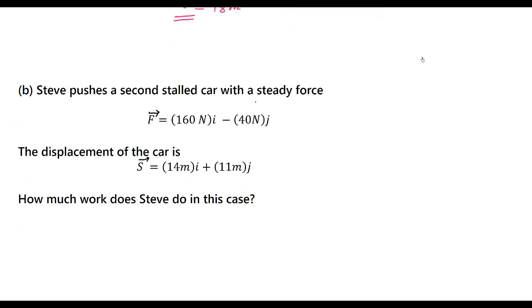Let us say the same problem, but this time force is given something like this. That is, I have divided the force into Cartesian coordinates i and j. So the force has two components. One component is in the i direction, another component is in the j direction. The i component is 160 Newton in this case, and the j component of force is minus 40 Newton. So that is in this direction. If y is positive in this direction, downward direction will be negative.